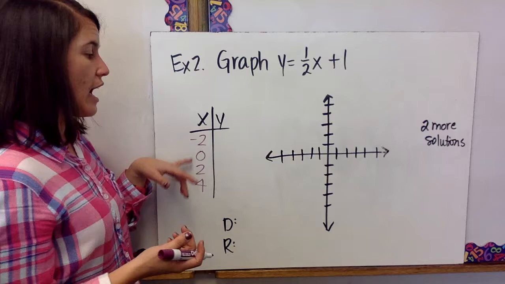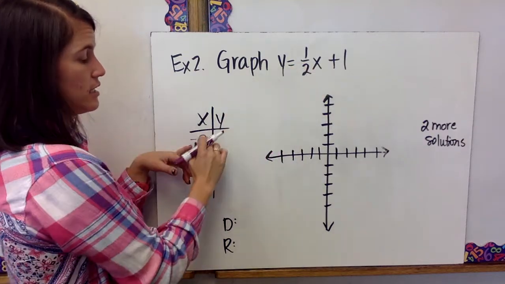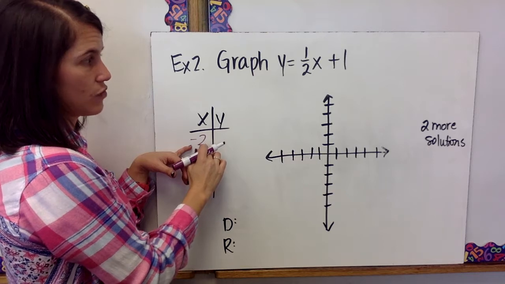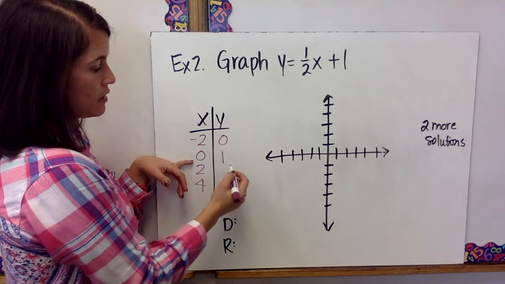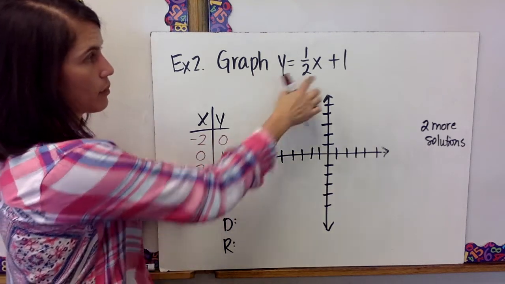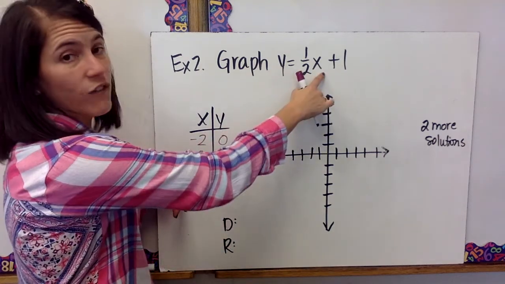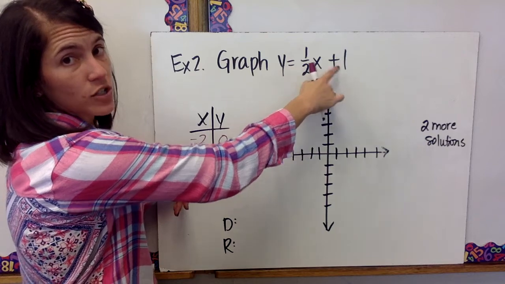If you want to use -1 and 1, you're just going to have a decimal or a fraction in your answer. I plug that value in, and 1/2 times -2 is -1, plus 1 is 0. For 0, y is 1. If I plug in 2, half of 2 is 1, 1 plus 1 is 2. And then if I plug in 4, half of 4 is 2, 2 plus 1 is 3.